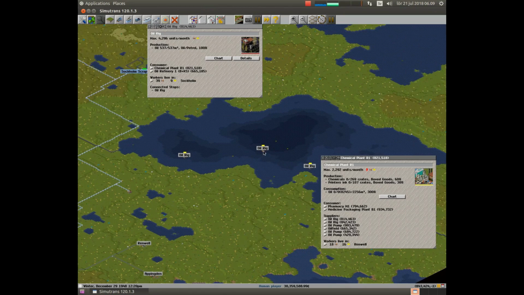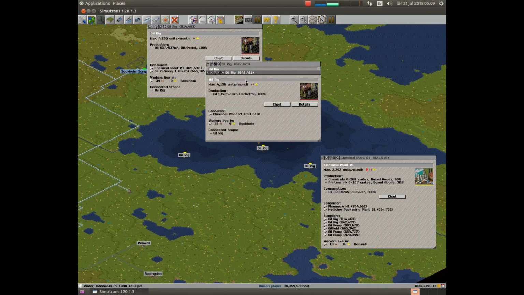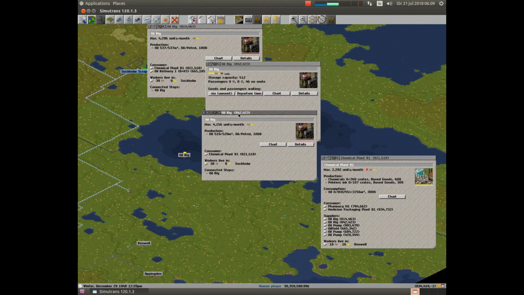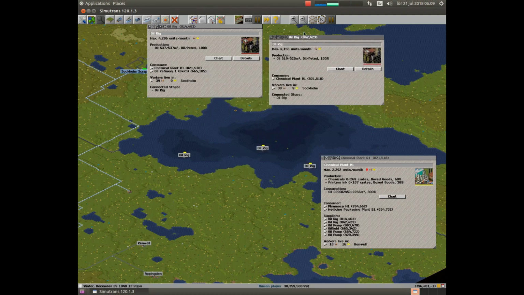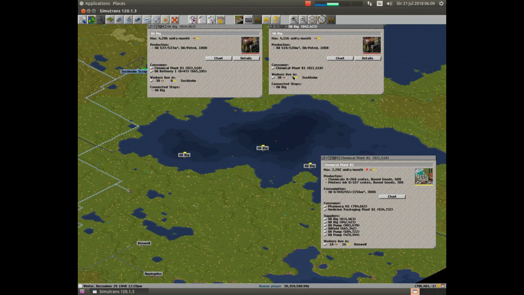We have that too, and we need to click it twice. That platform is a better candidate because it only supplies the industry we are looking for, the chemical industry. So that oil rig supplies that chemical industry, and it can produce enough oil each month to supply that industry too. So we need only one source.